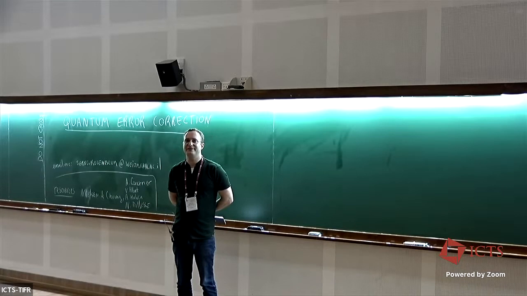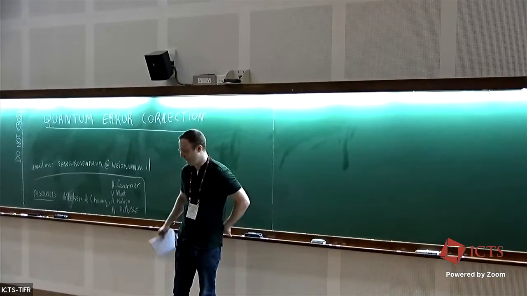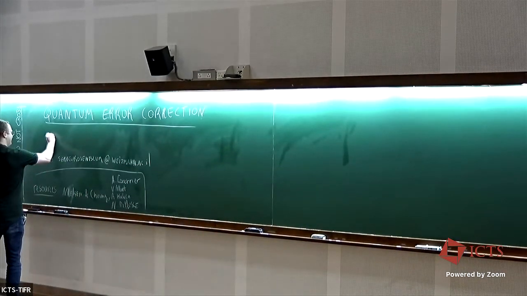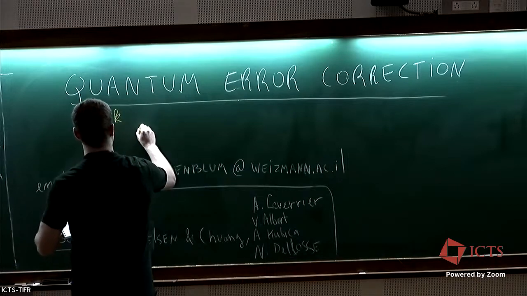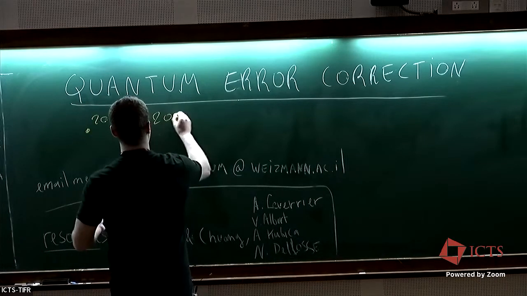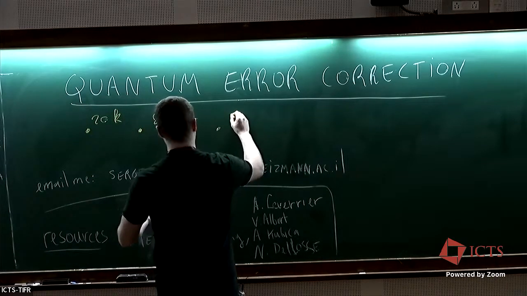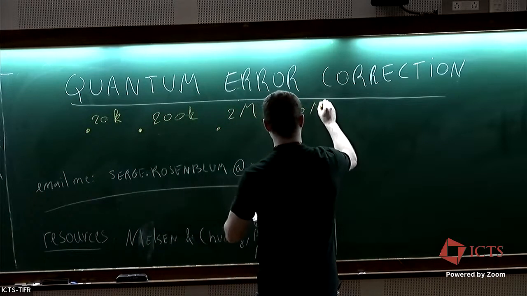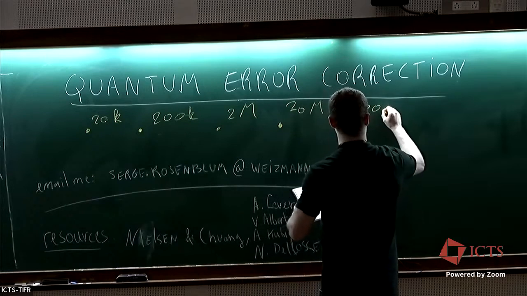And I'll remind you that today the biggest quantum computers have about 100 or a few hundred qubits. So option number 1 is about 20,000 qubits. Option number 2, 200,000. 3, 2 million. 20 million or 200 million.